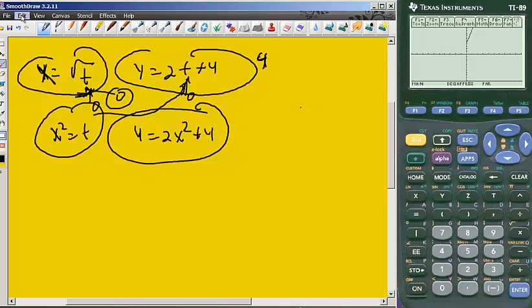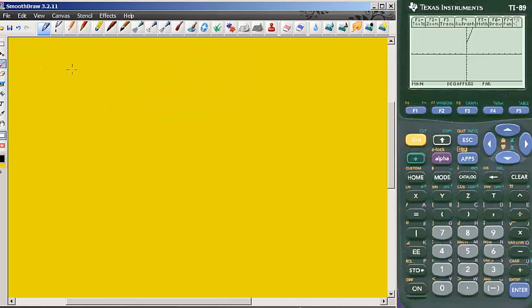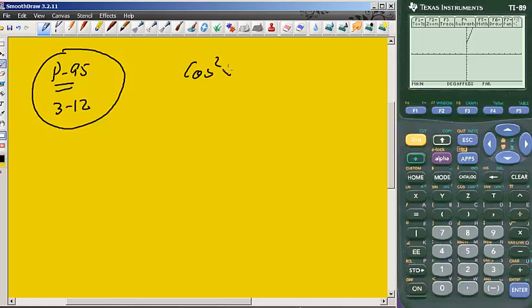If you want to keep playing with more of these and use trig functions, you probably won't see trig functions on the SAT2, but you might want to play with it. It's on page 95, problems 3 through 12, which deal with parametric equations. And of course, if you want to convert trig functions from parametric form to rectangular form, you have to use cosine squared x plus sine squared x is equal to 1.